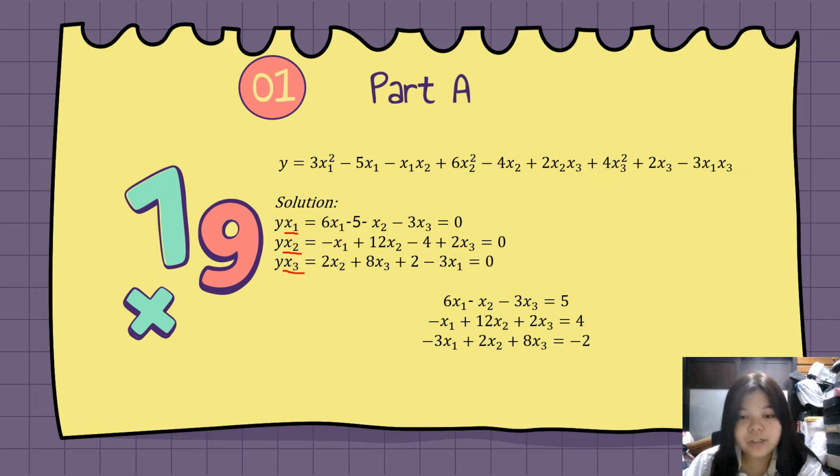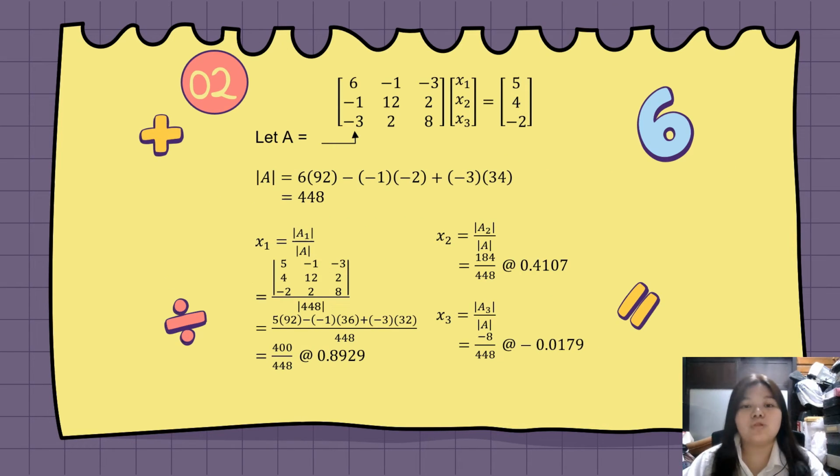After we get these three equations, we are going to rearrange them. The first column will be x1, the second column will be x2, and the third column will be x3. And for the numbers without x, we are going to put them on the right hand side. So we get these three equations. The next step is we change it into matrix form. Next we let A equal to this 3 by 3 matrix. So we have to find the determinant of A. After we determine it, we get the answer is 448.